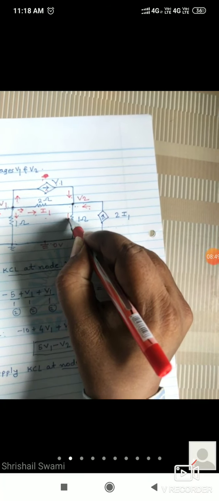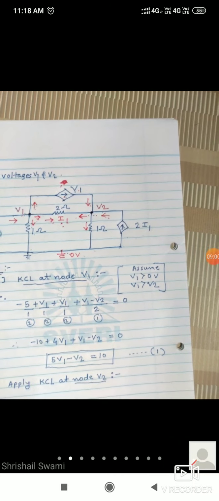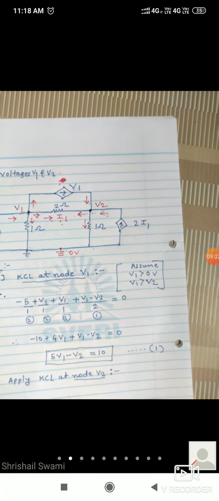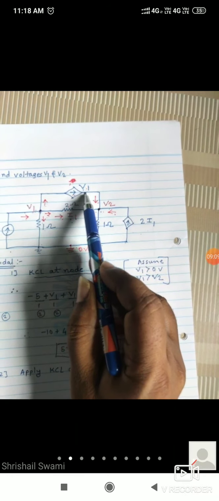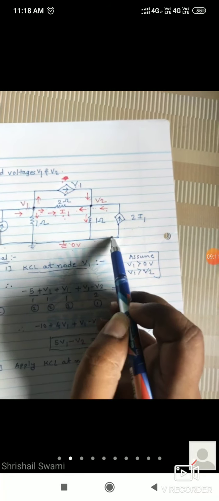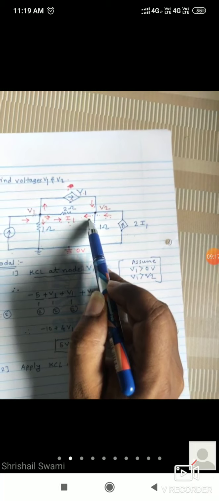This is outgoing, because the current in this branch is not known. And if you are taking as it is, you can take -I1. Otherwise, I will take as it is. If current value is not given, take away from the node. That is away from the V2 node. So once you are marking the direction of current, see how the direction of current is marked. This current source as it is I have taken incoming. This current source as it is I have taken incoming. The current in this branch is not known, so outgoing. The current value in this branch is also not known, so outgoing.